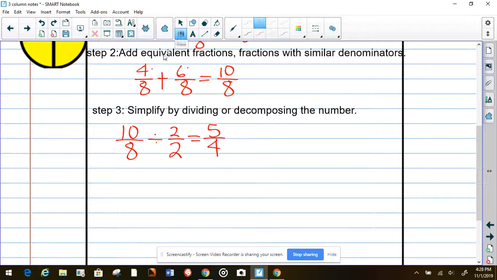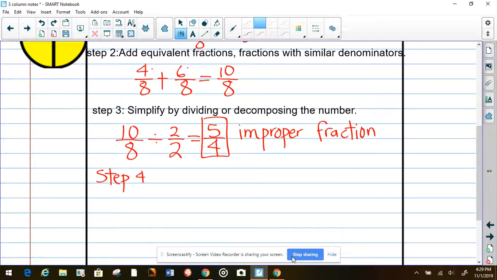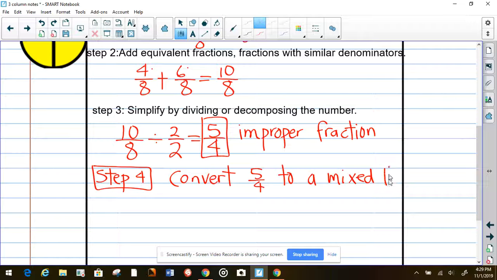Now here's another thing we have to do on step number 4. Because this is an improper fraction, we have to find the mixed number. So we're going to now convert 5/4 to a mixed number, because it's an improper fraction.